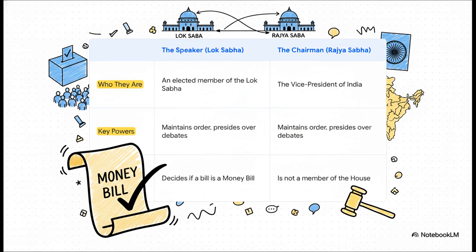And while they both keep order, the Speaker has this one massive, unique power. Only they can decide if a bill is a money bill. And that decision is final, reinforcing the Lok Sabha's financial supremacy.